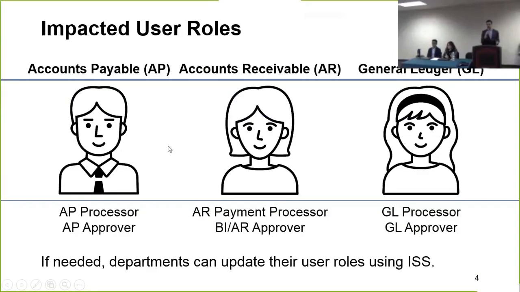So for the impacted user roles, if any of you who are here or online, or if you're a liaison, the people that are going to be impacted by this are going to be your processors and approvers for AP, AR, and GL. And so we want to make sure that every processor and approver in your department is aware of these changes as we make them. And then if any departments have updates for these users, you can always use the Identity Self-Service Portal.